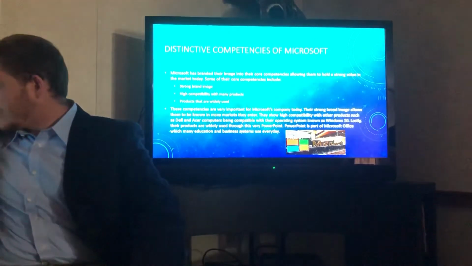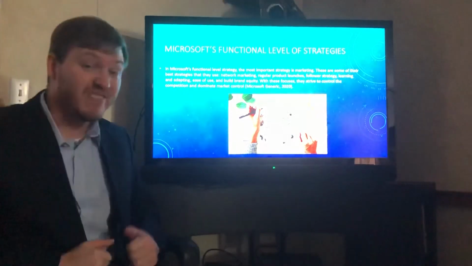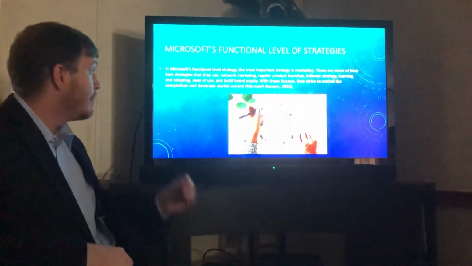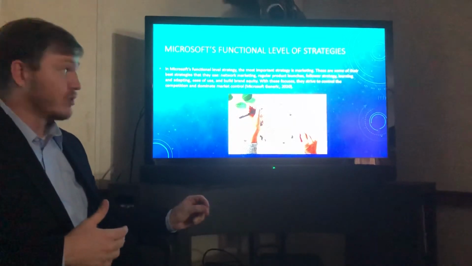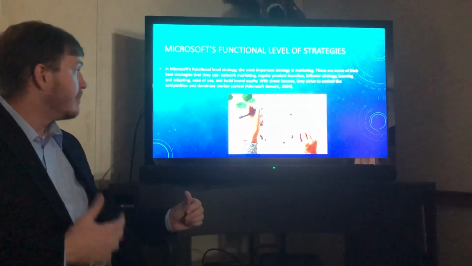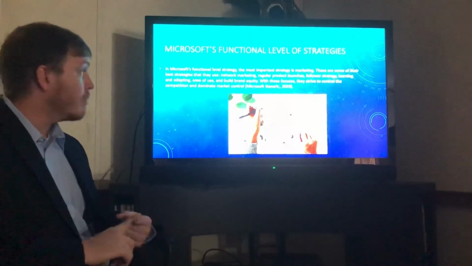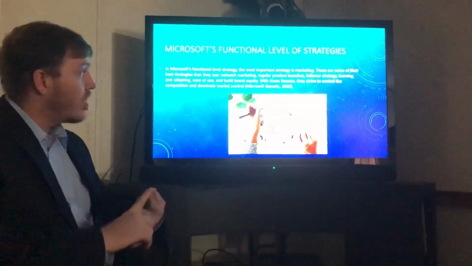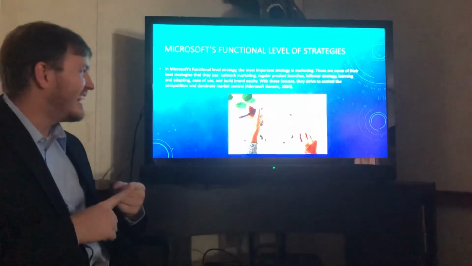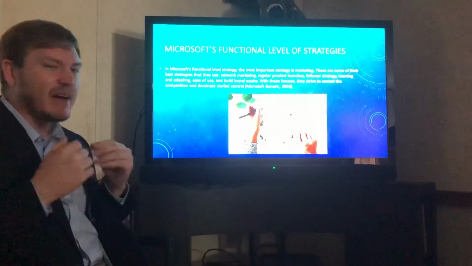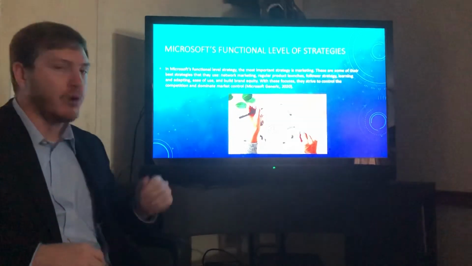Moving on to the next one. Microsoft's functional level strategies. Now, the most important functional level strategy for Microsoft is marketing. There are some of their best strategies that they use: network marketing, regular product launches, follower strategy, learning and adapting, ease of use, and building brand equity. With these focuses, they strive to control the competition and dominate the market.